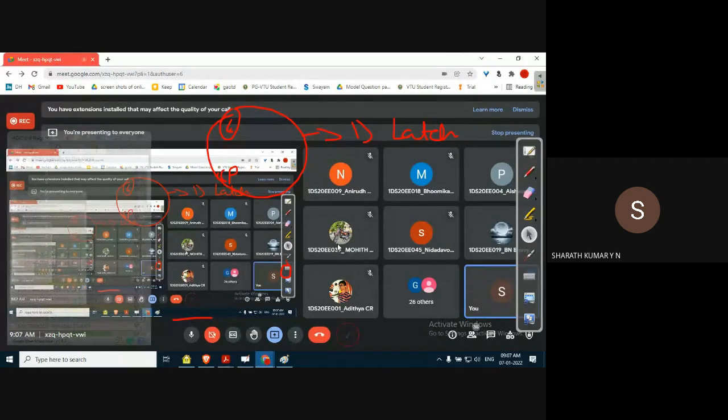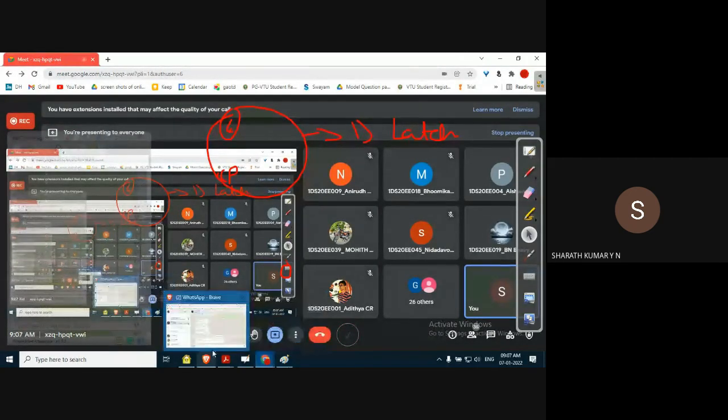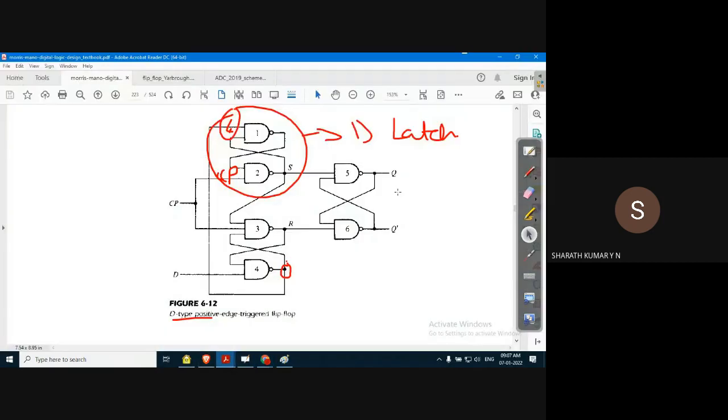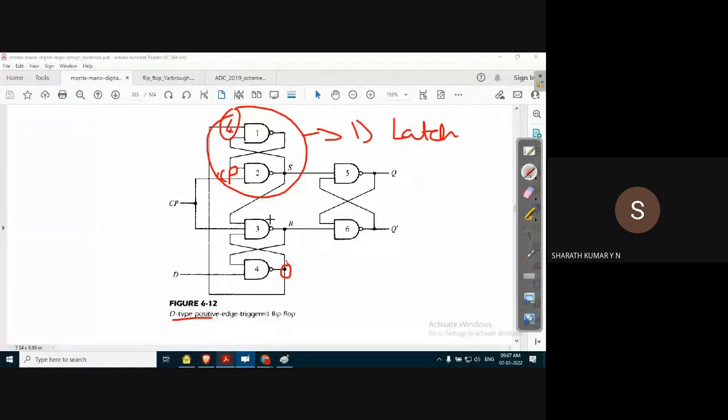So SR latch. Here there's one more SR latch. The inputs for this SR latch are the S input and the clock pulse. Another is the output of the feedback. Basically, it's a feed forward connection, the output from NAND gate number 4.